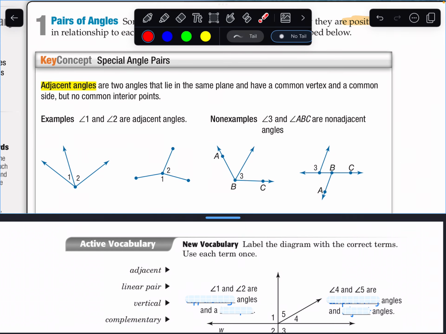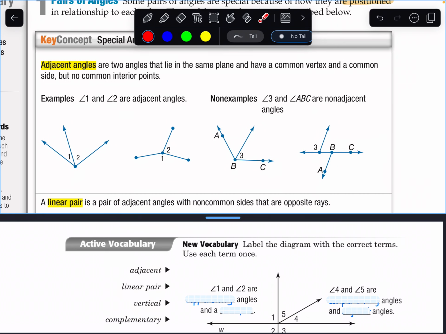Adjacent angles are 2 angles that lie in the same plane and have a common vertex and common side, but no common interior points. Interesting that they make that distinction. Let's see what that would look like. Examples, angle 1 and 2 are adjacent angles. Here's angle 1, here's angle 2. Next door neighbors, angle 1, angle 2, next door neighbors.